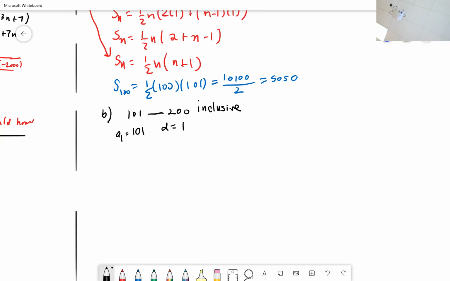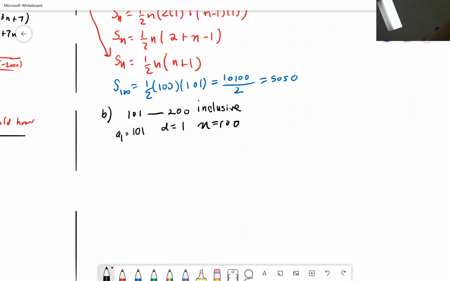So how many numbers are from 2 to 9? 9 minus 2 is 7, plus 1, 8. There are 8 numbers: 2, 3, 4, 5, 6, 7, 8, 9. But you have to remember the word inclusive, because I have to include the endpoints. Does that make sense? All right, good. So how many terms do we have? We have 100, right?